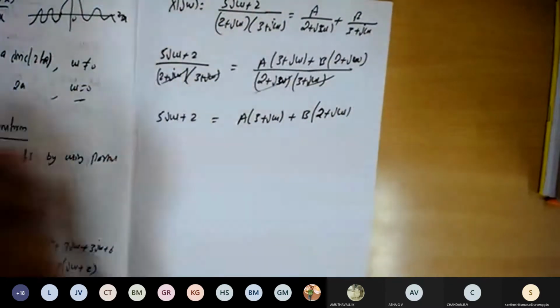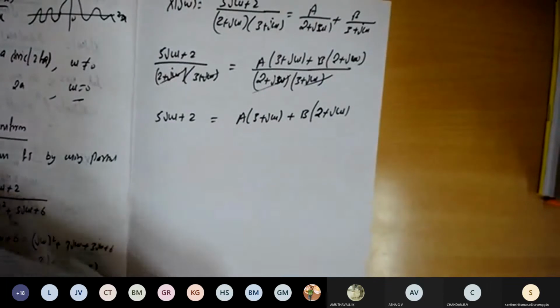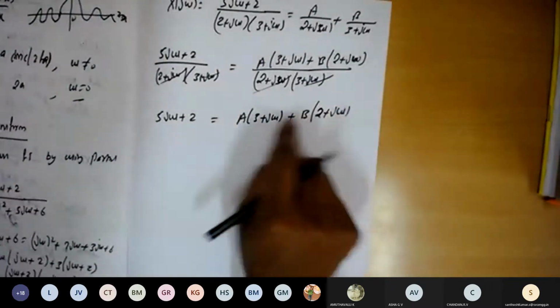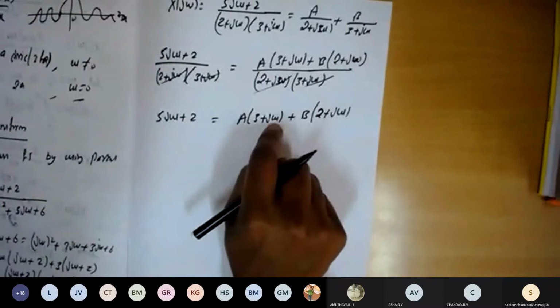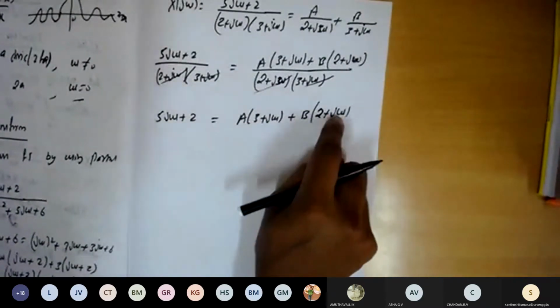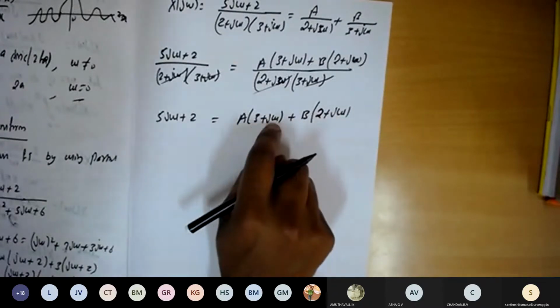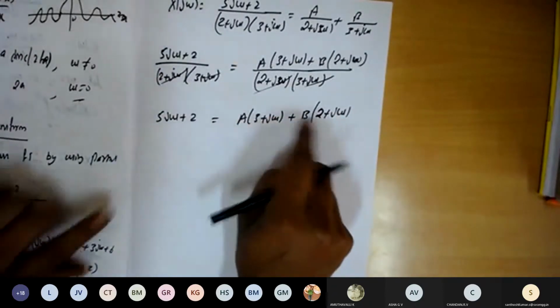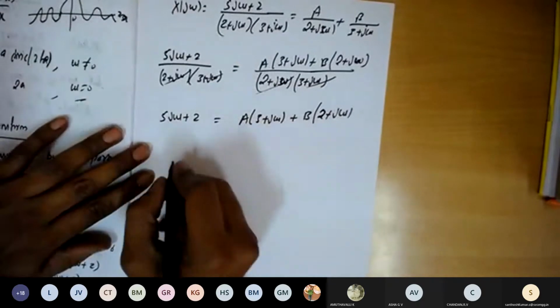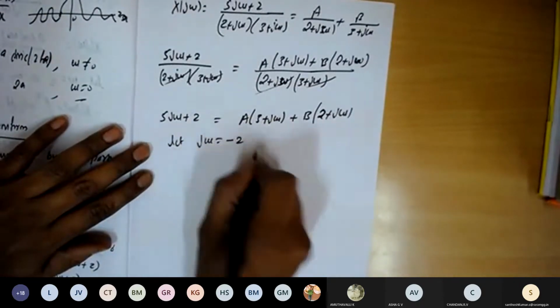Now we need to substitute a value for j omega such that one of the terms will get cancelled here. If I substitute j omega equal to -2, this term will get cancelled, and if I substitute j omega equal to -3, the other will get cancelled, so that we can get the values of a and b. So let j omega be equal to -2.